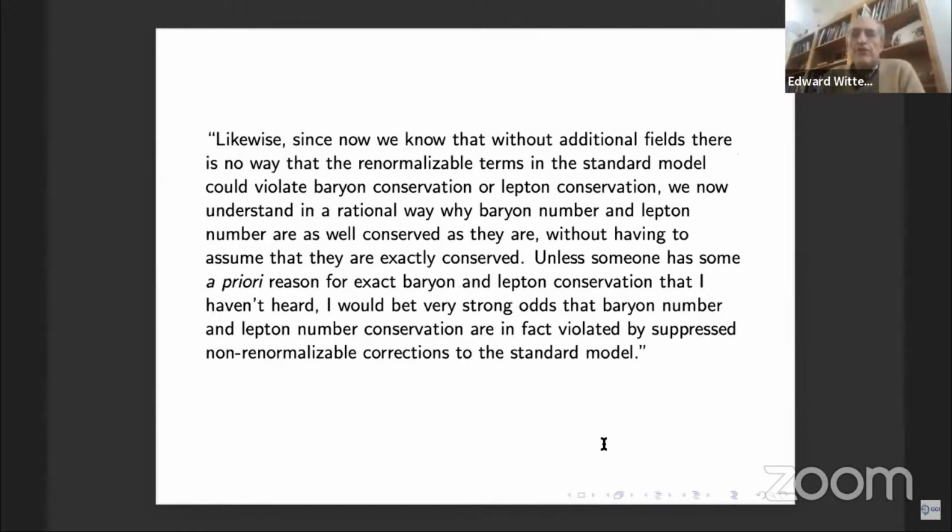Likewise, he writes, since we know that without additional fields, there's no way that the renormalizable terms in the standard model could violate baryon conservation or lepton conservation, we now understand in a rational way why baryon and lepton number are as well conserved as they are, without having to assume they're exactly conserved. Unless someone has some a priori reason for exact baryon and lepton conservation that I haven't heard, I'd bet very strong odds that baryon number and lepton number conservation are in fact violated by suppressed non-renormalizable corrections to the standard model. This lecture was published in 1997, so it's pretty close to the time when experiment was making this statement clear in the case of lepton number conservation. It's unfortunately still not clear today for baryon number conservation.